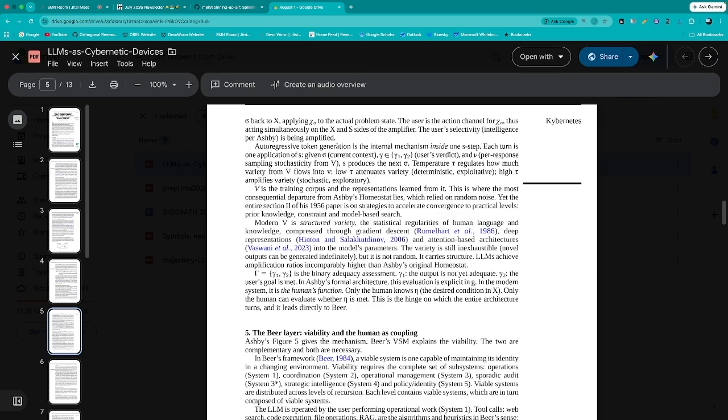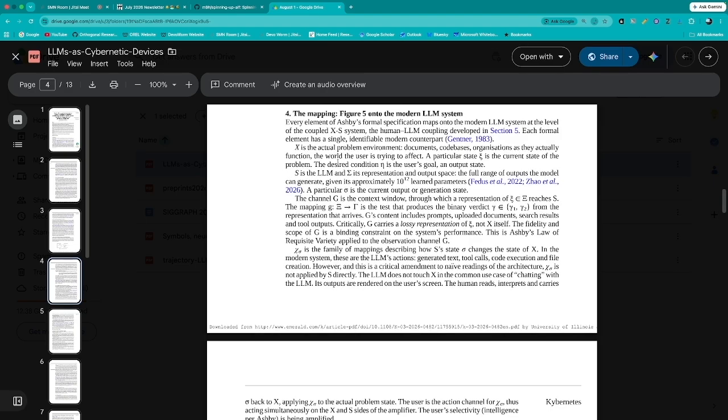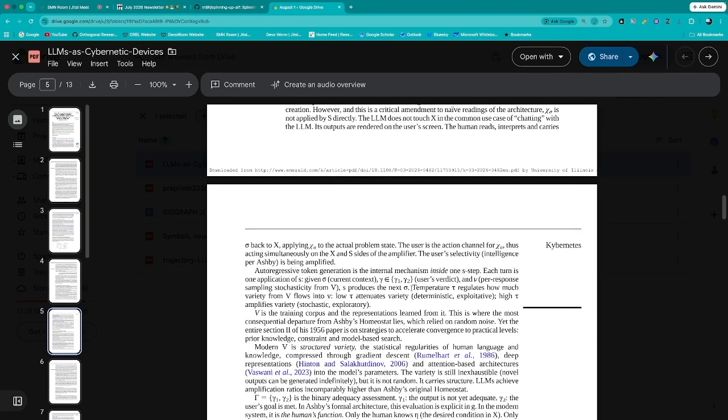And then, of course, it talks about V here, which is autoregressive token generation, the internal mechanism inside one S step. Each turn is one application of S, given the current context, the user's verdict, and per response sampling stochasticity of large V, which I'm not sure about. Anyways, this produces the next context.